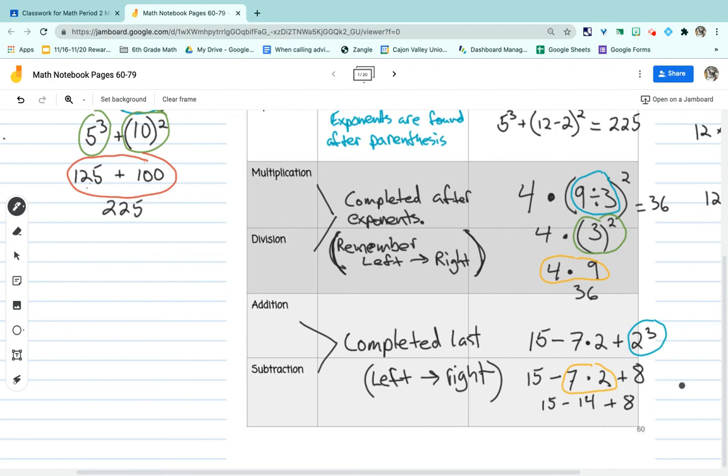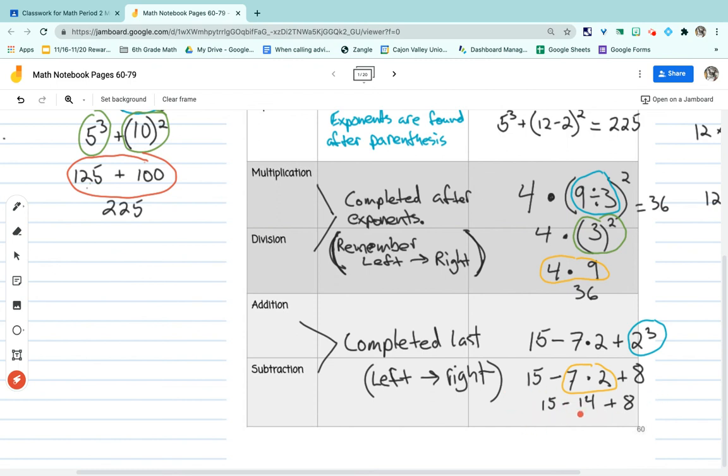Now, this is a perfect example of completing this left to right. We are moving on to addition and subtraction in the order of operations. But if I was to do this the wrong way, and if I was to add first and say 14 plus 8, well, that would give me, let's see, 14 plus 8, 22. And then 22 would be here, 15 minus 22. That answer would be negative 7. But that's not the case. That is not the correct answer for this, because what we need to do is complete this left to right.